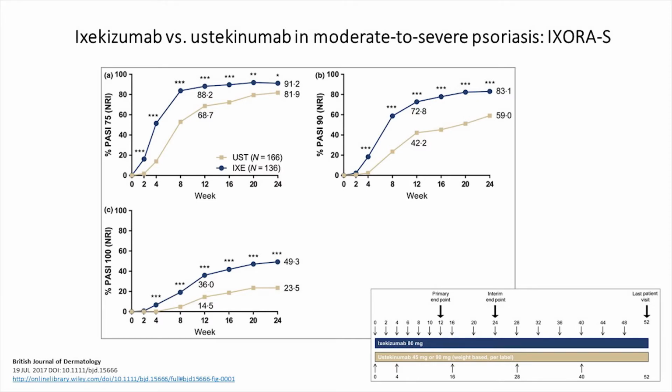These 2 approach each other more by week 24. However, when we look at the very high efficacies of PASI 90 and PASI 100 responses, this is where we see these 2 drugs differentiate from each other, and we see the superior performance of the Ixekizumab.